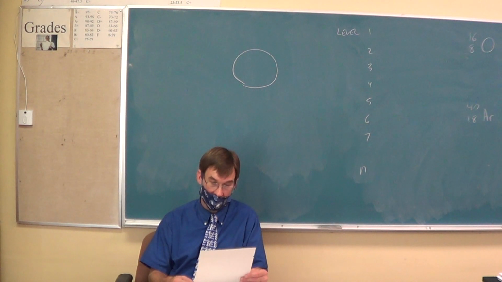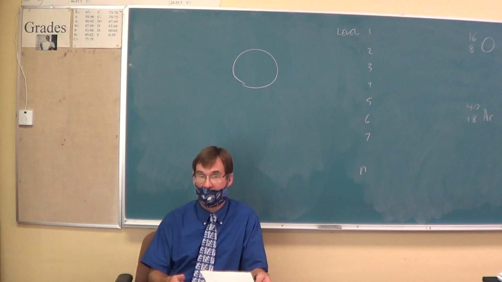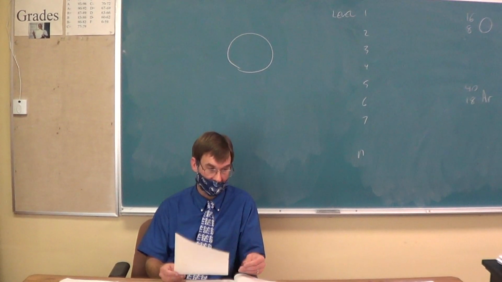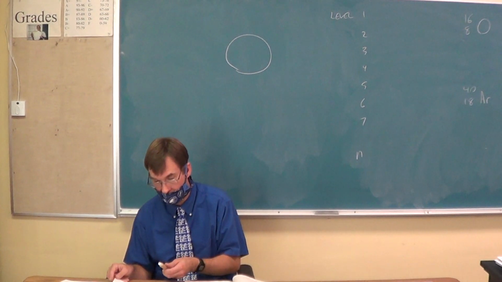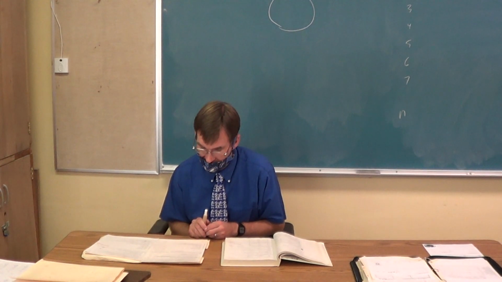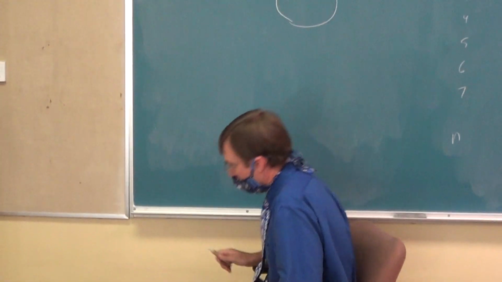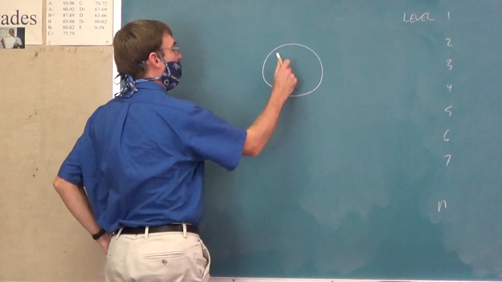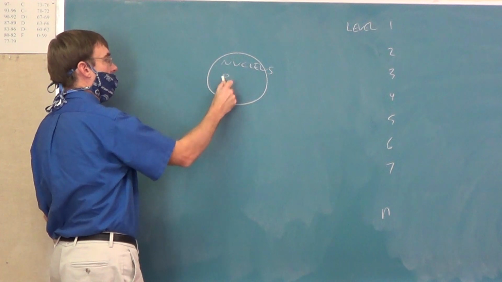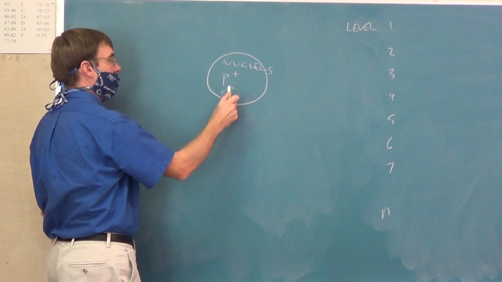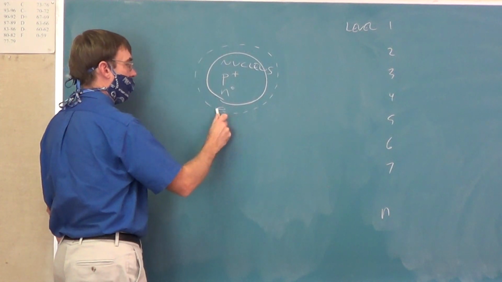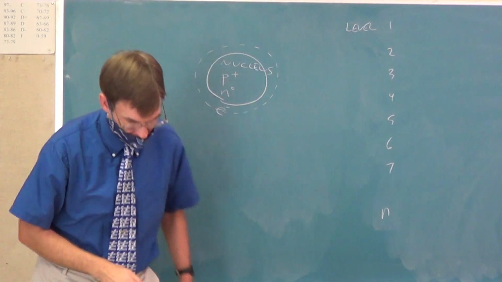For masses, protons are 1 AMU, neutrons are 1 AMU, electrons are negligible mass. For charges, protons are a positive 1, neutrons are a 0 or a neutral, electrons are negative 1. Then there's drawing a picture. So, drawing a picture, we have ourselves a nucleus. The protons go inside, the neutrons go inside, and then the electrons go floating about.